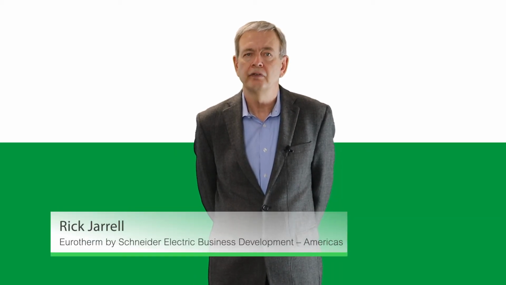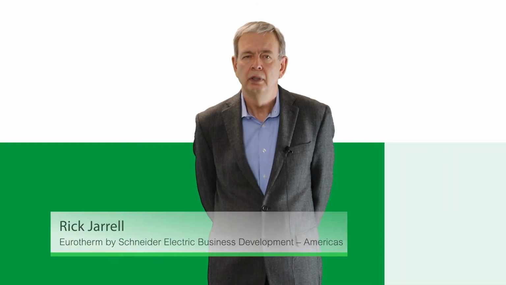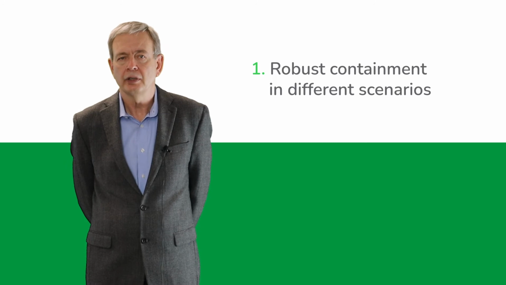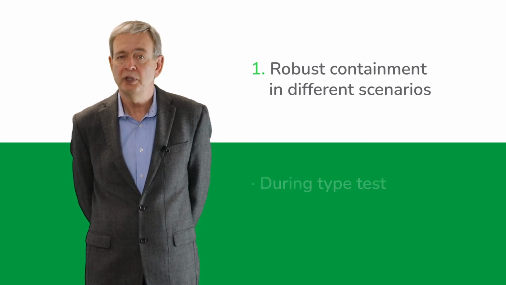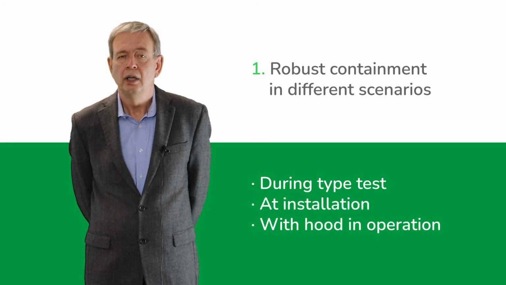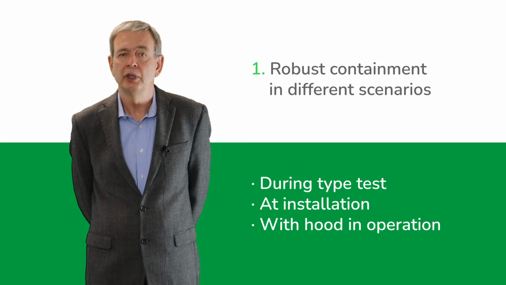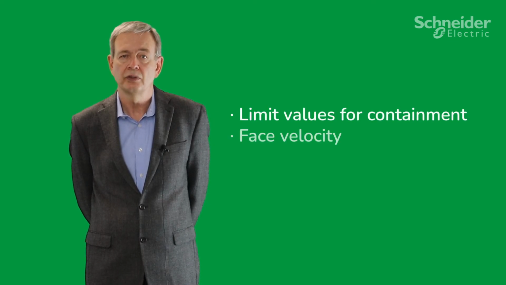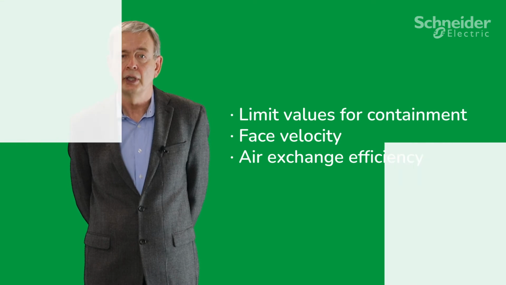A fume hood's efficiency depends on its proficiency in containing the toxic vapors generated inside the fume hood. Four aspects are taken into consideration. The first is the containment value. Containment tests are carried out at three points: during type test, on-site during installation, and with the hood in operation. The responsibility for deciding whether the containment of toxic vapors is acceptable rests with the business owner. Internal standards establish limit values for fume hood containment tests, face velocity, and air exchange.